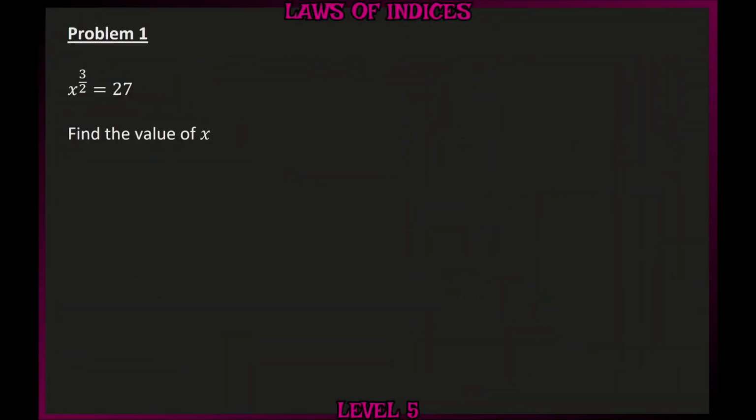In problem 1, we're told that x to the power of 3 over 2 is equal to 27, and we need to find the value of x. Since the expression on the left-hand side of the equation has a fractional power, we can use this law, which tells us that the numerator of the fraction is the power and the denominator is the root.